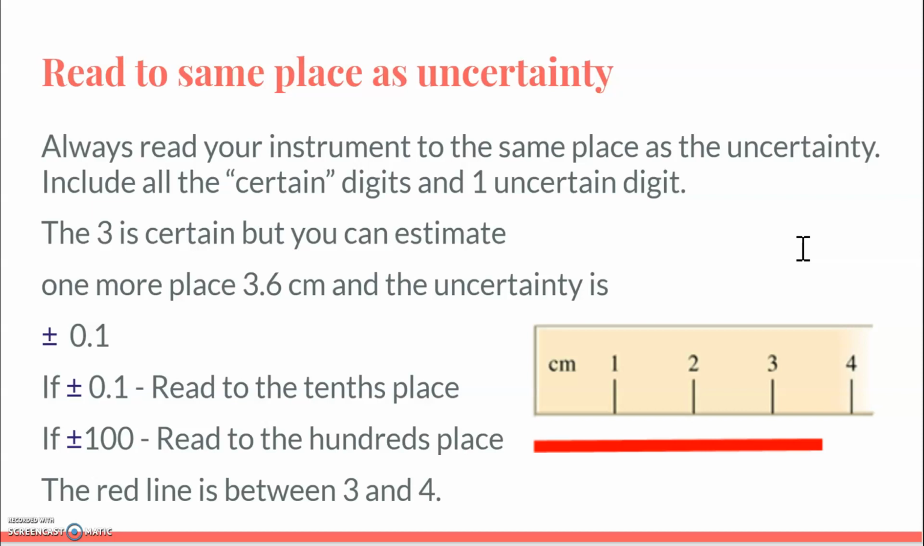The plus or minus place is taken to be the smallest increment, which here is 1 centimeter, divided by 10, so this ruler reads to the plus or minus 0.1 centimeter. If it's plus or minus 0.1 centimeter, then we read it to the tenths place. So I need to read this value, even if it was right on 3 exactly, as 3.0. So I must read it to the tenths place to tell the scientific community that the ruler reads to the tenths place. If I have a different ruler or a different device and it says plus or minus 100, then I would read to the hundreds place.